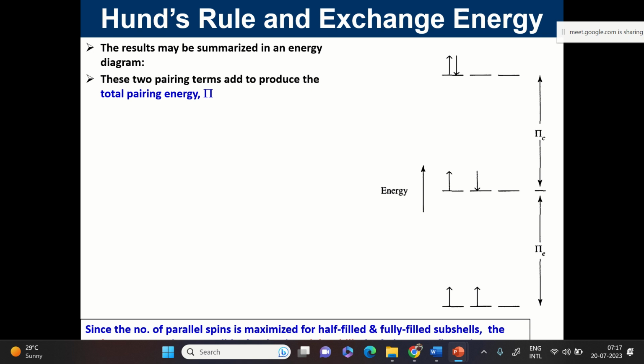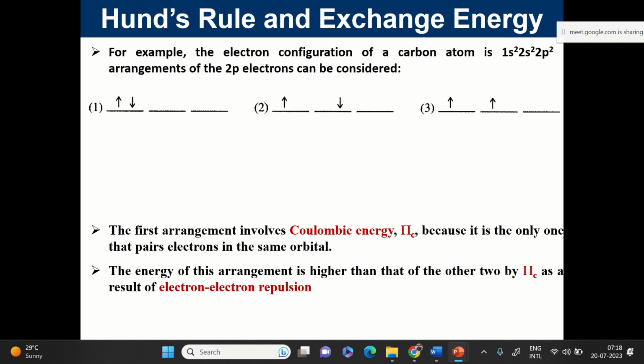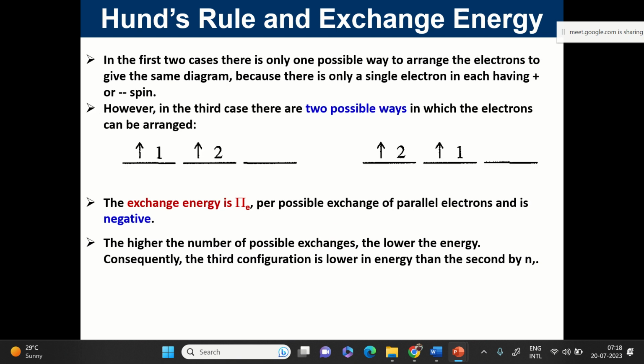But yesterday I discussed that there is a possibility of something we call exchange that can happen if they are in degenerate orbitals having the same energy. If electron number 1 and electron number 2 are there, there is a possibility that they can exchange their places, and you can have a new configuration where the electron number 2 is in the px.